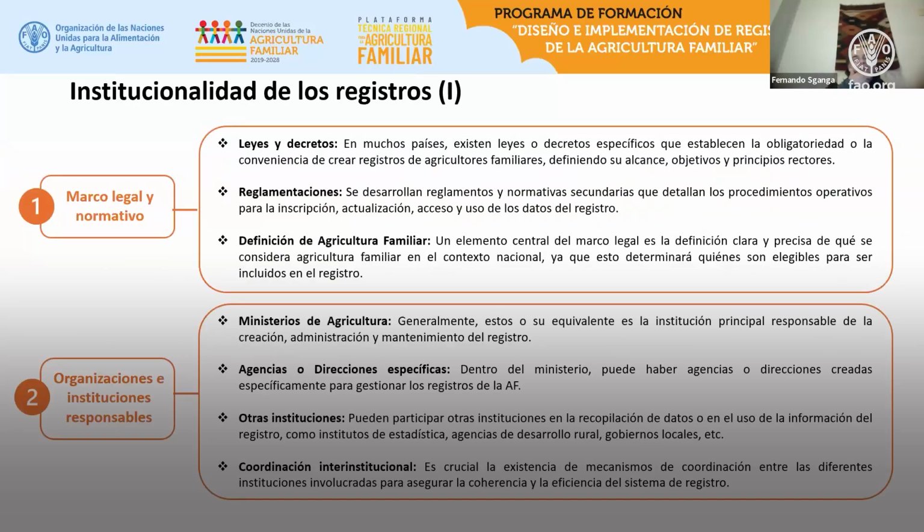Back to the questions asked, the institutionality of these registries. We have laws and decrees for the creation of these registries, or they define the scope. But the recommendation is that a legal framework should have a clear definition, as well as the procedures based on regulations, something that may be changed or amended much more easily than amending a law, but through a ministry-level agreement.